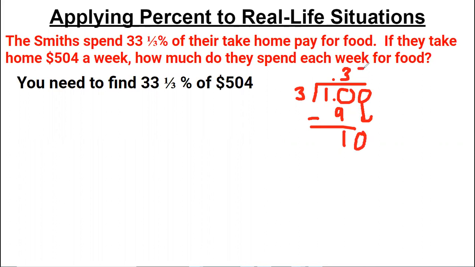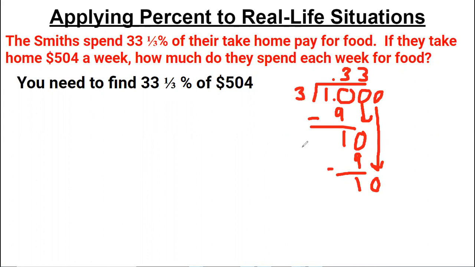3 goes into 10 3 times. 3 times 3 is 9. 10 minus 9 is 1. And then I can add another 0. And you can see what's happening. I'm going to get 0.33333333, never ending 0.33s, right? So we're just going to round it to 0.33. So 33 1/3 is going to be 33.33.